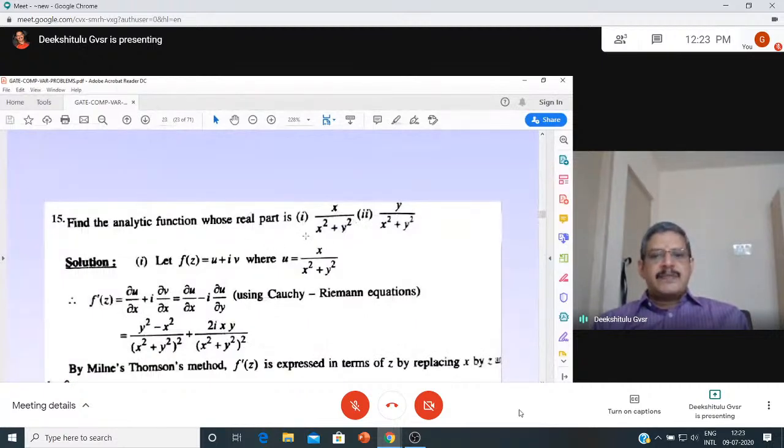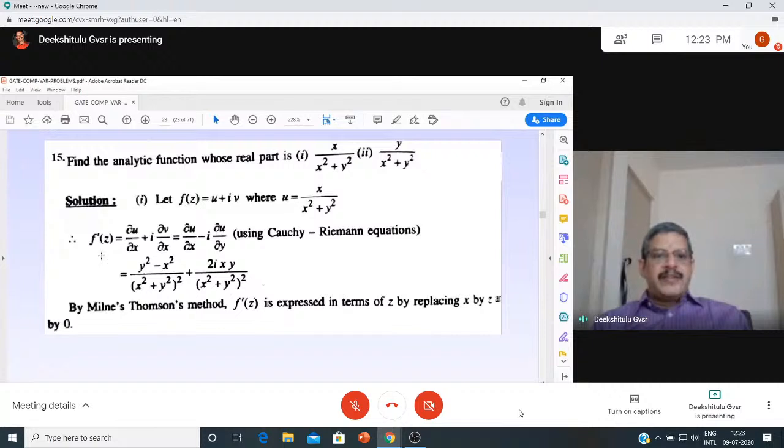Find the analytic function whose real part is x/(x²+y²). f(z) is equal to u plus iv, u is given. Milne-Thomson method we have discussed. So f'(z) is, because u is given, I write f'(z) in terms of u: ∂u/∂x minus i ∂u/∂y. So find ∂u/∂x and ∂u/∂y from this. This is what I get.